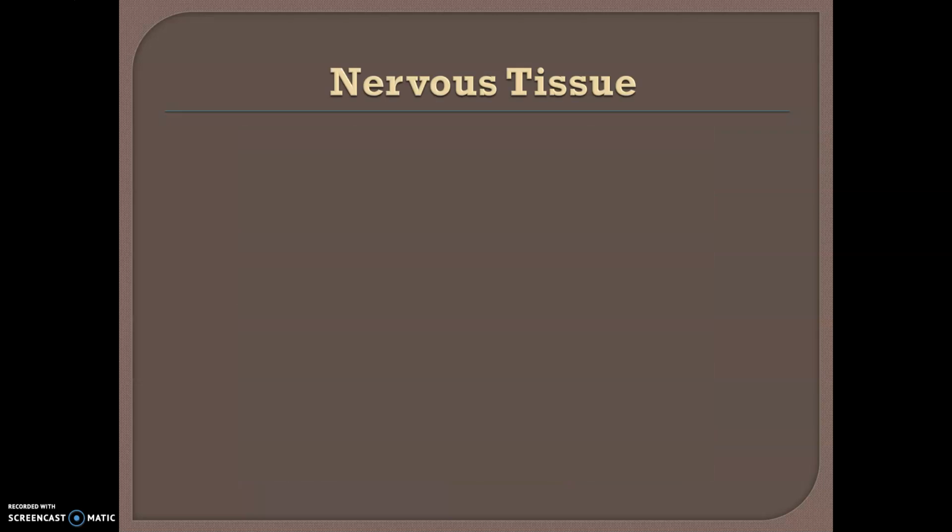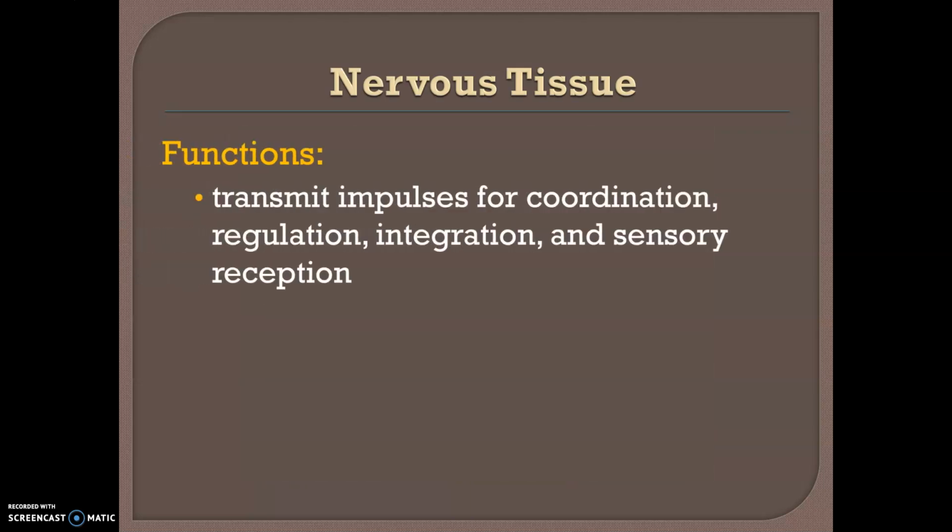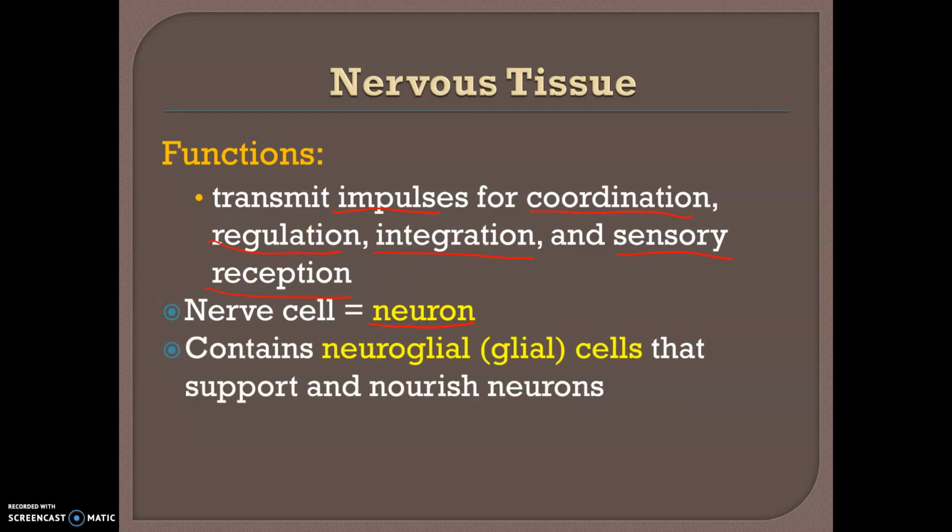So moving on to nervous tissue. So nervous tissue, our functions here are going to transmit impulses for coordination, regulation of anything in our body, really. A big part in our feedback loops, integration, and sensory reception. So it's all about transmitting these impulses to do different functions within our body. So one nerve cell is going to be a neuron, but we also have neuroglia cells, or you can just call them glia cells, that support and nourish our neurons.